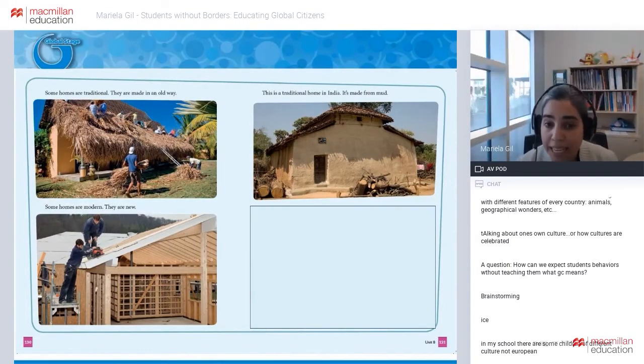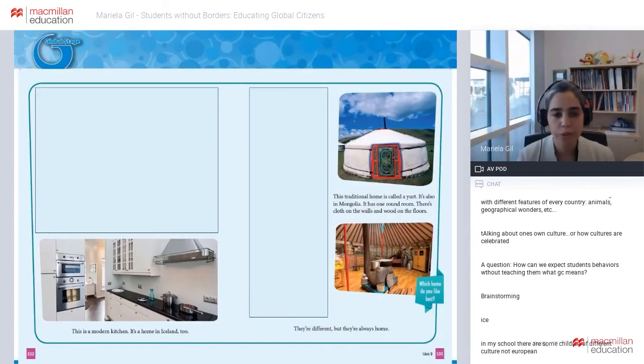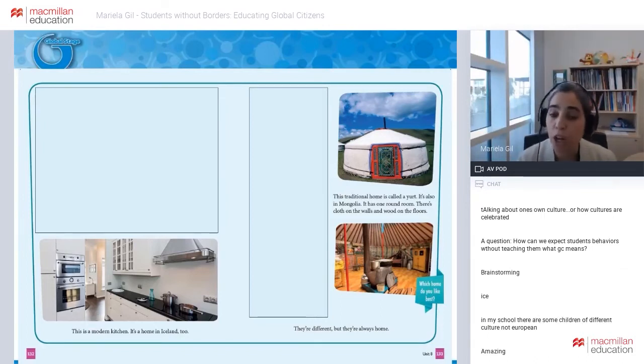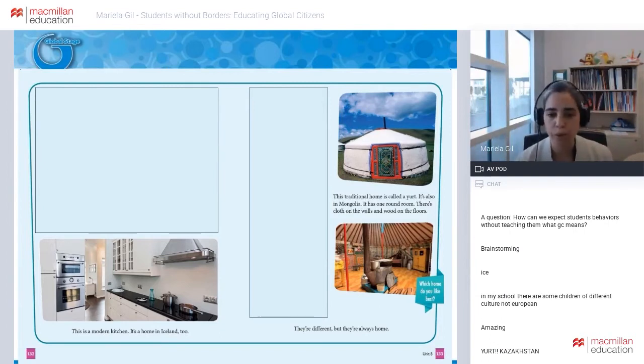This is a traditional home in India. It's made from mud. So I've blocked one of the images. I'll show them later. This is a modern kitchen. It's a home in Iceland, too. Then on the right, you see, this is a traditional home. This traditional home is called a yurt. It's also in Mongolia. It has one round room. There's cloth on the walls and wood on the floors. They're different, but they're always home. Which home do you like best?